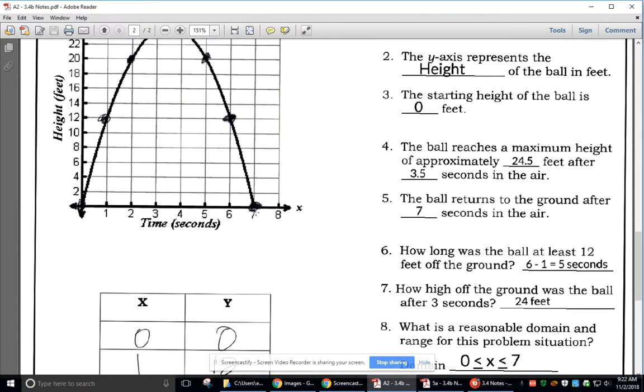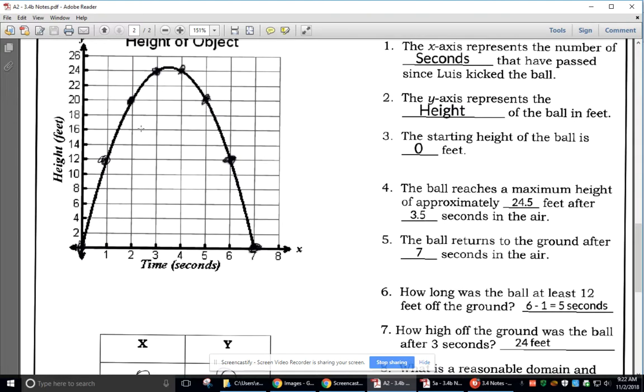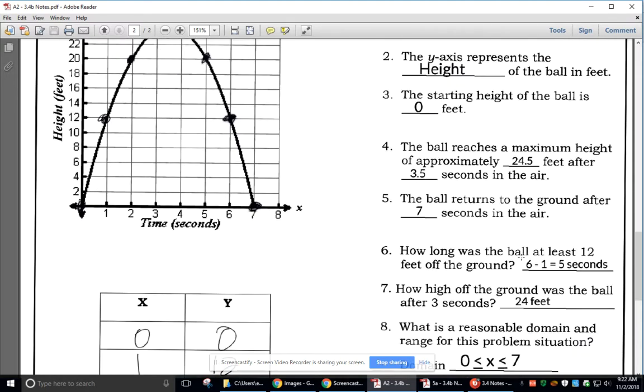The ball returns to the ground after 7 seconds. You see that there. How long was it at least 12 feet off the ground? Same thing as before. I basically drew a line here at 12. And so it's at 1 second, 6 seconds. So it's been 5 total seconds in the air.